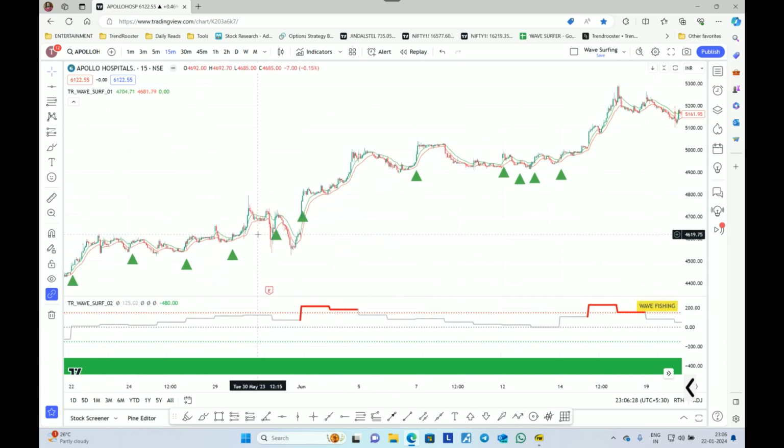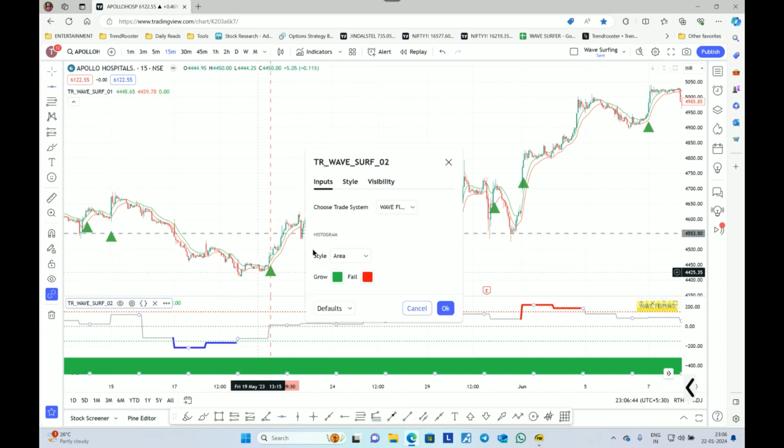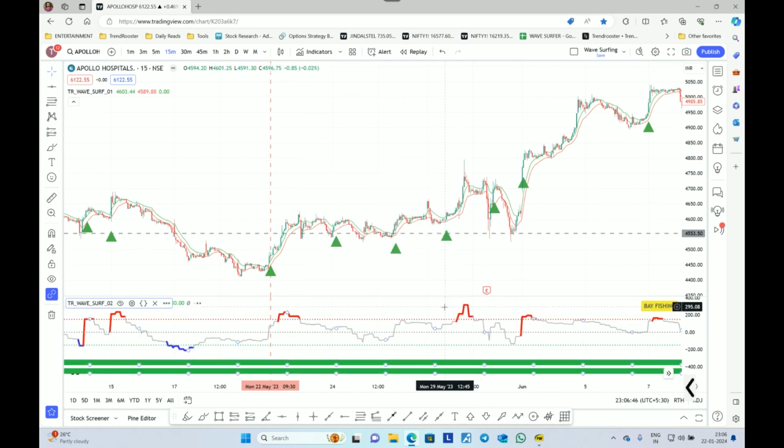We already entered it. So let me put a vertical line so that this is our entry somewhere here, and somewhere here we are profitable already. Okay, so I'll also add a horizontal line somewhere here. And now I'm going to switch back to the trading system, bay fishing. So this system, I have not closed it. I'm going to ride it.